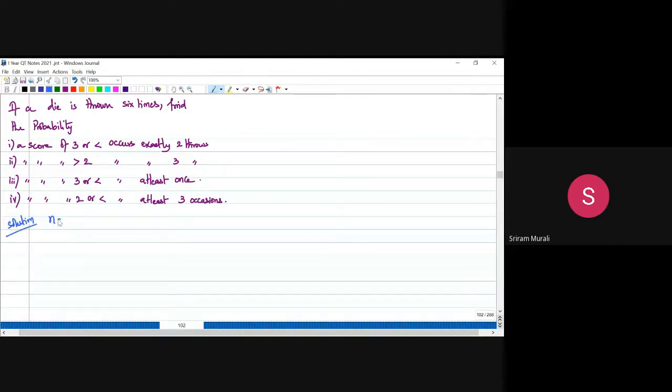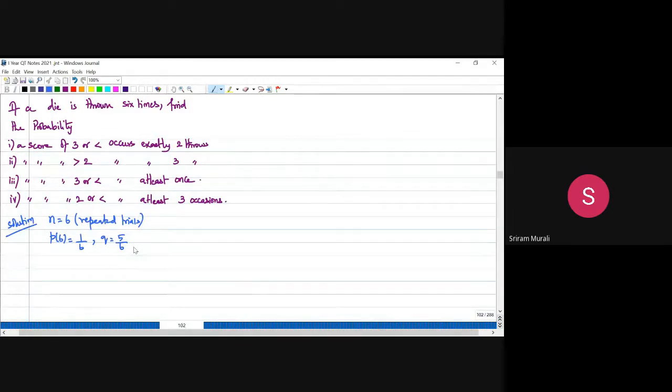It's a repeated trial. It is done 6 times. The chance of getting a 6 on rolling a die is 1 by 6. So Q is also 5 by 6, 1 minus 1 by 6, 5 by 6. What is the first question?